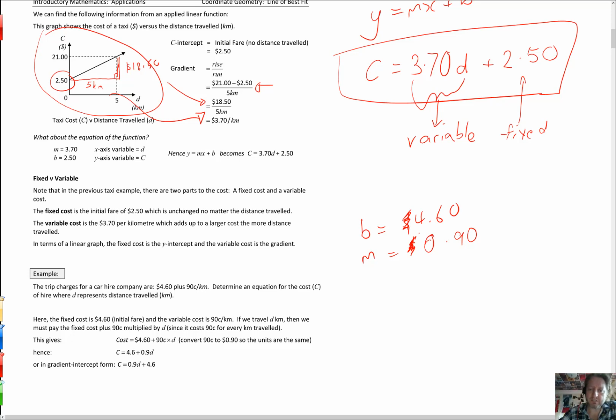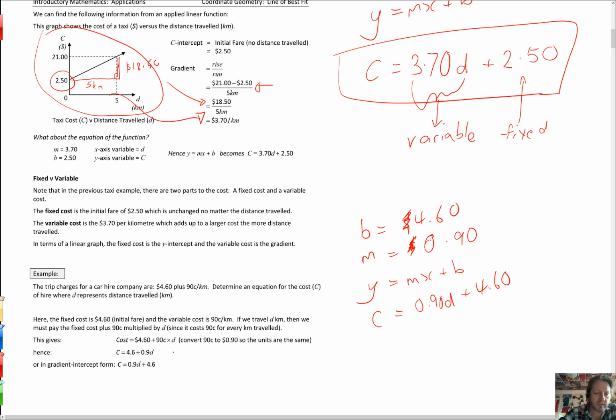Now I just go back to every straight line equation comes back to y equals mx plus b. What's the y-axis in this case? Well, it's the cost of hire. That's the subject of the equation. Instead of y equals, I'm trying to find an equation for c equals. I'm not trying to find an equation for d equals, the distance. We're trying to find, it says, determine an equation for the cost c of hire. So c, I'm going to make my y-axis. D is my x-axis. The m is 0.90. And the b is 4.60. There's the equation. Without doing any sketching, our cost is equal to 0.90d plus 4.60.